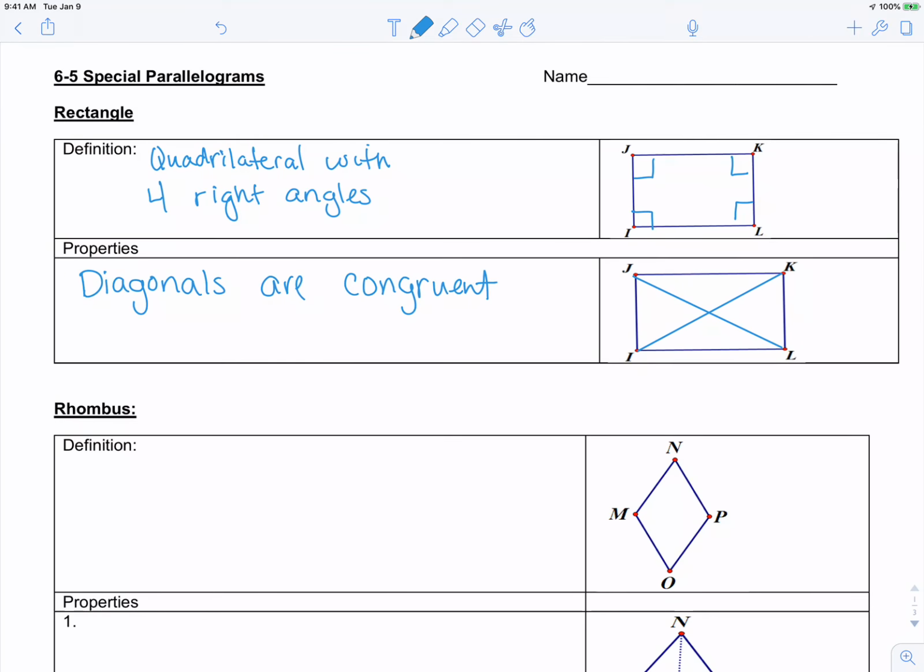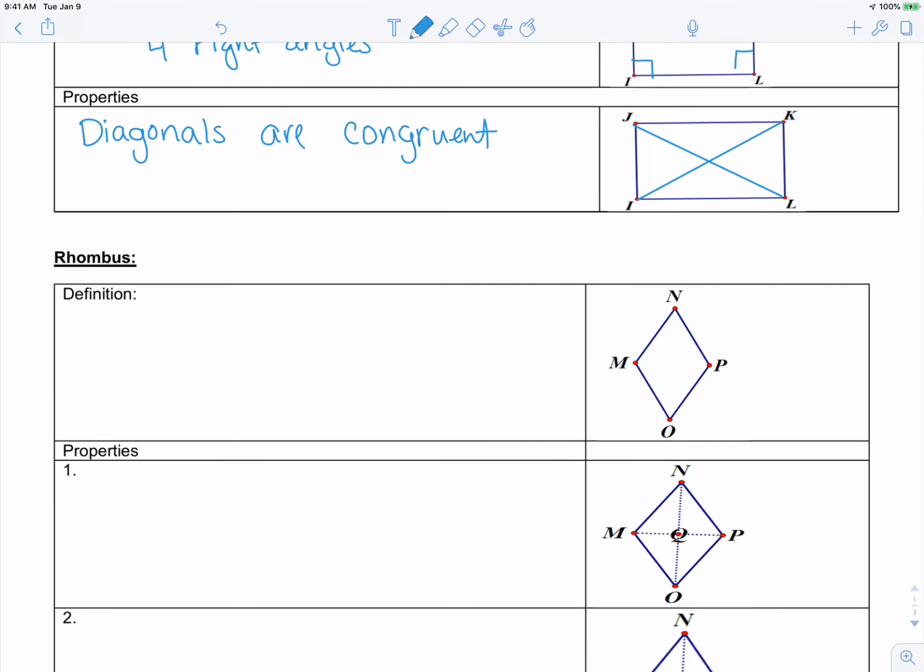So a rhombus is frequently called a diamond, but the true definition of a rhombus is a quadrilateral with four congruent sides. So in this picture over here, NM is the same length as NP, the same length as PO, the same length as MO. And that's what makes a parallelogram a rhombus.